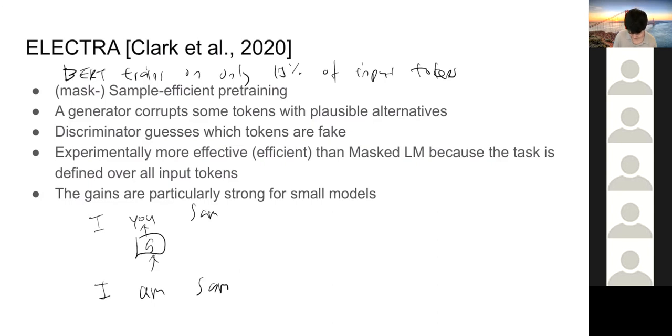So the generator has to corrupt some tokens with very plausible alternatives. And then the discriminator's job is to guess which tokens are fake or generated. And you might think that this is quite similar to how GAN works, because GAN also plays between a generator and a discriminator.